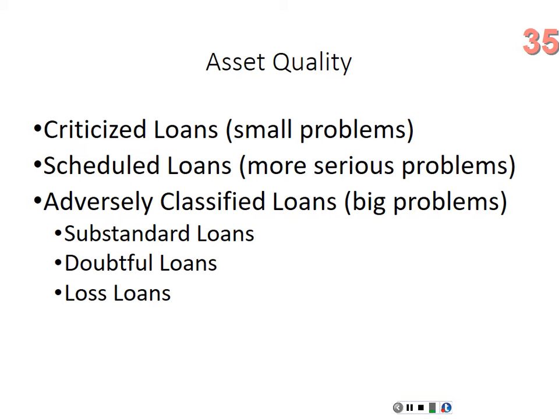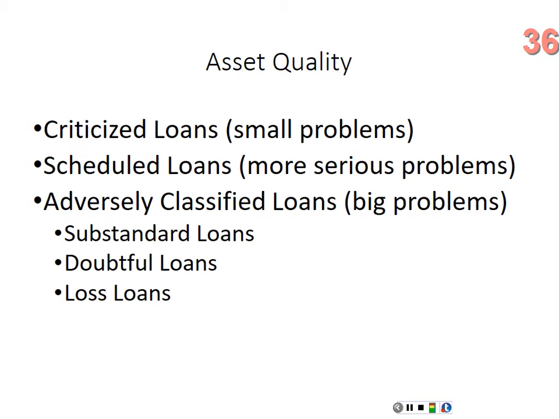These are some terms associated with a bank's asset quality. For example, you have some loans that are called criticized loans. A criticized loan has a few small problems, nothing big. Maybe the borrower has been late 30 days a couple times. Maybe the collateral is not quite enough to cover it if the loan is not paid. Or there may be some other small problems with the loan, but it's not really a big deal.